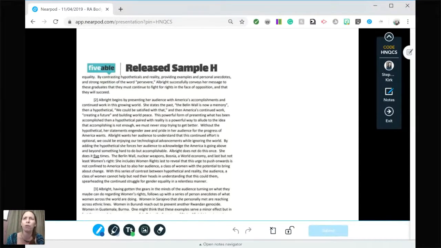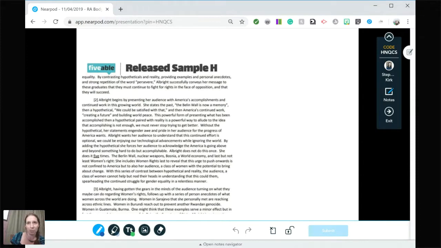This powerful form of presenting what has been accomplished, then a hypothetical paired with reality, is a powerful way to allude to the idea that accomplishing is not enough. We must never stop trying to get better. Without the hypothetical, her statements engender awe and pride in her audience for the progress of America. Albright wants her audience to understand that this continued effort is optional. We could be enjoying our technological advances while ignoring the world.